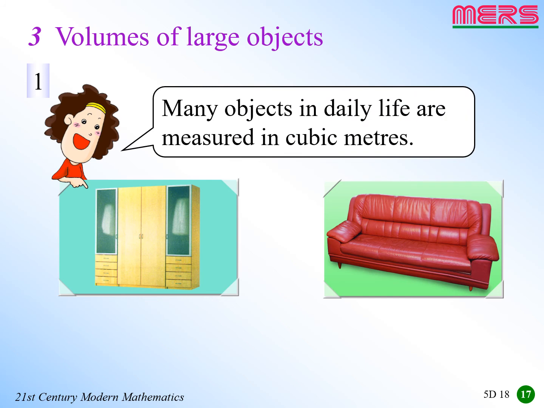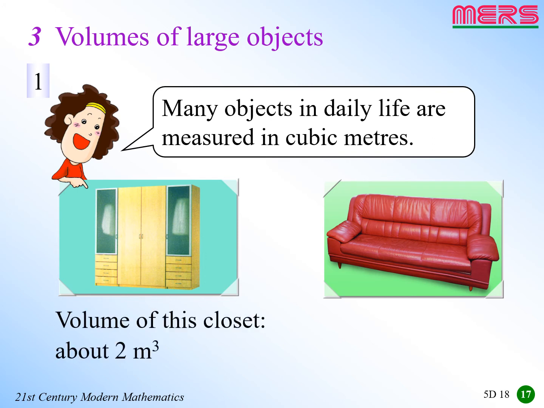Many objects in daily life are measured in cubic meters. Let's take a look at the closet here. The volume of this closet is about 2 cubic meters. How about the sofa? The sofa is 1.5 cubic meters.